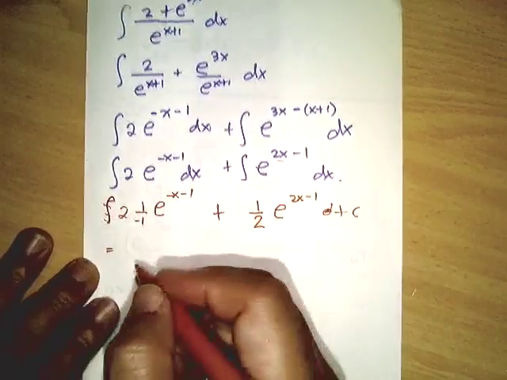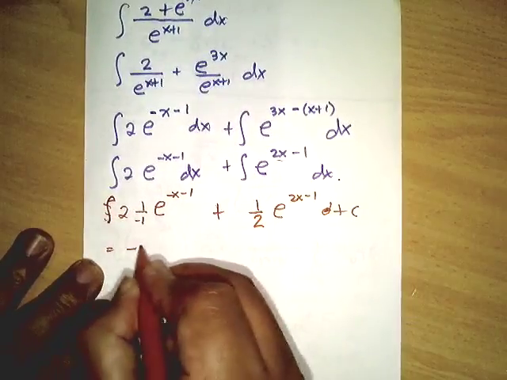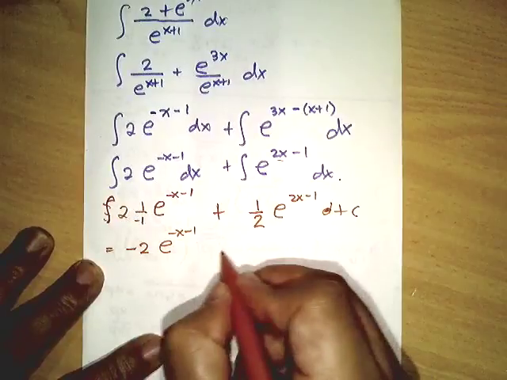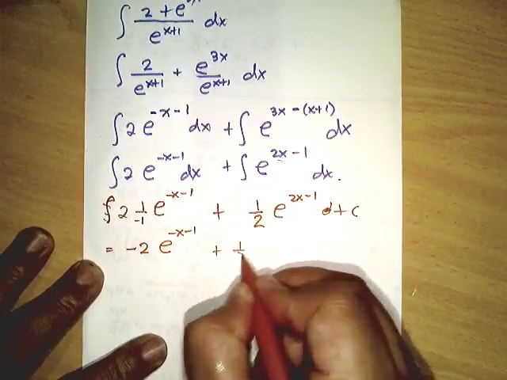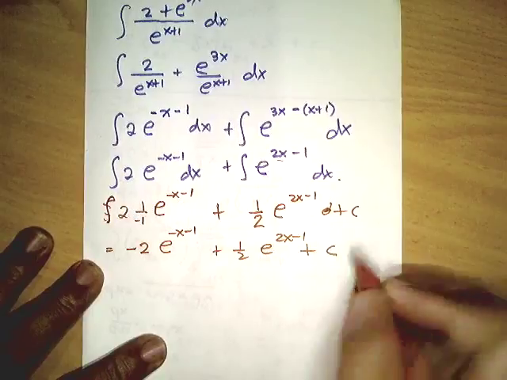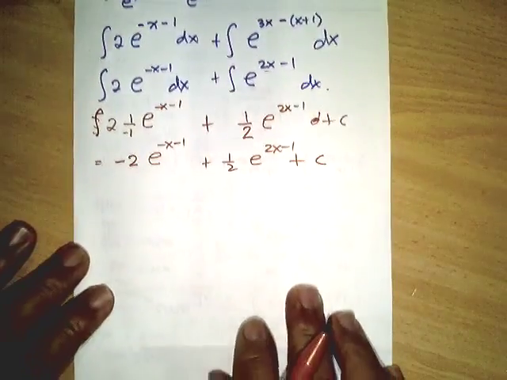So therefore, let's rewrite it neatly. That is negative 2 e to the negative x minus 1 plus 1 over 2 e to the 2x minus 1 plus c. That is the final answer.